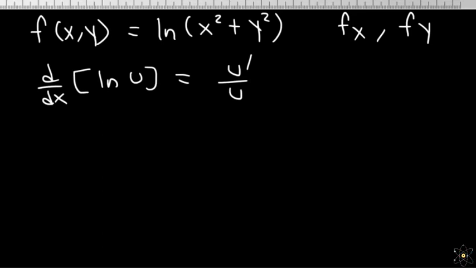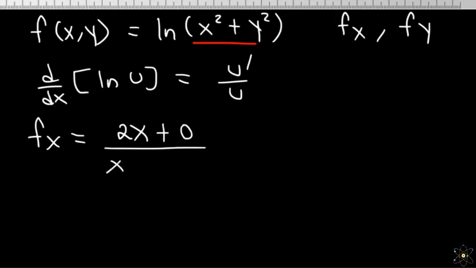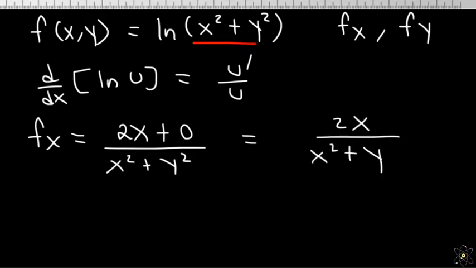So now let's solve the problem that we have. Let's find f sub x. So it's going to be the derivative of the stuff inside, that is the derivative of x squared plus y squared. The derivative of x squared is 2x, and y squared, we're going to treat it as a constant because we're trying to find the partial derivative with respect to x. So y squared is 0, divided by the original x squared plus y squared. So it's simply 2x over x squared plus y squared.